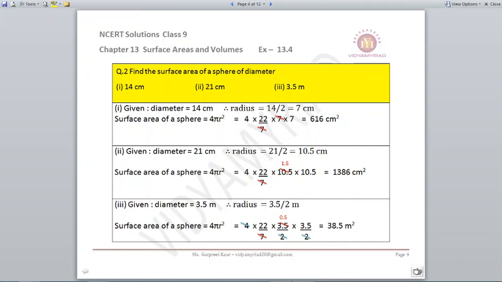In the second case, the diameter given is 21 centimeters, so the radius is 21 by 2, which is 10.5. So I can write 4 pi r square as 4 into 22 by 7 into 10.5 into 10.5. The answer comes to 1386 centimeters square. The last part, diameter given is 3.5 meters. So radius will be 3.5 upon 2 meters. So surface area will become 4 into 22 by 7 multiplied by 3.5 upon 2 multiplied by 3.5 upon 2. Ultimately you get 38.5 meters square.